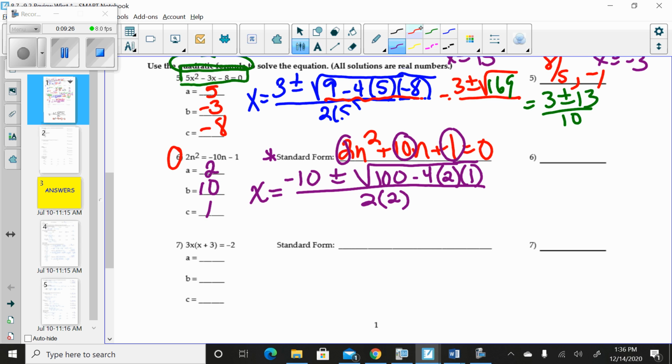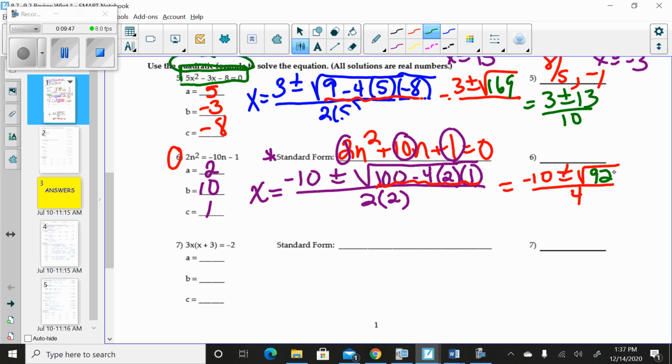Okie doke, let's see what we got going on underneath the radical here. So that would be -10 plus or minus the square root of something all over 4, right? 2 times 2. And the something is what I'm concerned about here. 4 times 2 times 1 is 8. So 100 minus 8 should be 92. Now, 92 is a positive number. We can take the square root of it, but it's not a perfect square.